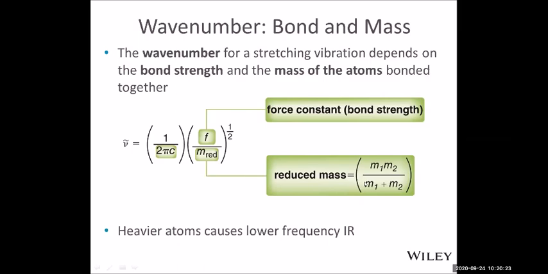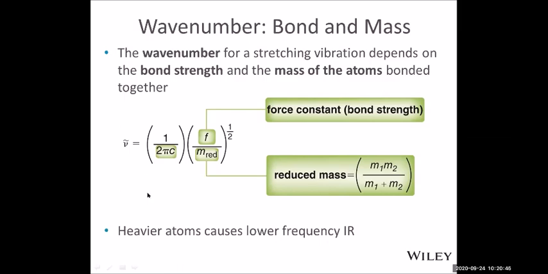The reduced mass depends on what kind of atom is in the bond. When you have the same carbon and the other atom gets higher and higher in mass, the reduced mass will increase, and that will cause a frequency decrease. So with this equation, we actually don't need to memorize it.